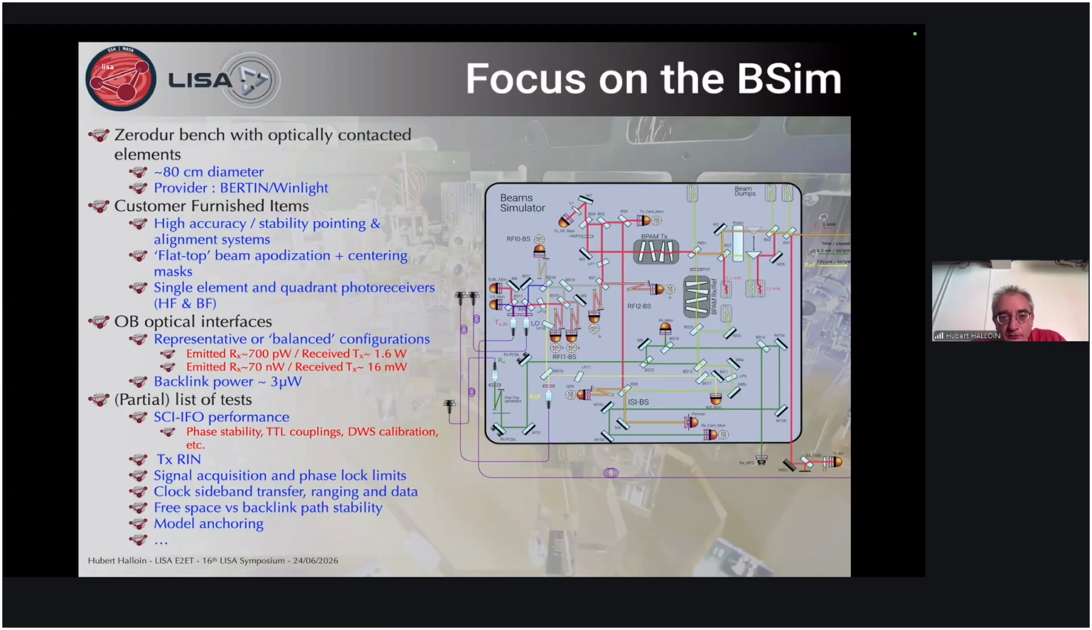And this bench will also provide some ways to verify the path length stability, and more specifically to check the path length stability through the backlink or through the air, that is, the free space versus backlink path length stability. And of course, as I stated before, all the data recorded with this beam simulator shall allow us to anchor the performance model of the optical bench, and then extrapolate it to the operation in orbit.